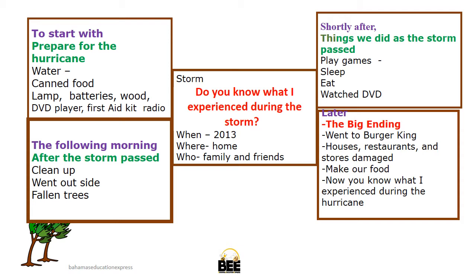And before we go on, I want us to look at our topic sentence. Do you recall what type of sentence that is? Yes. It's an interrogative sentence. It asks a question and it ends with a question mark. Excellent.